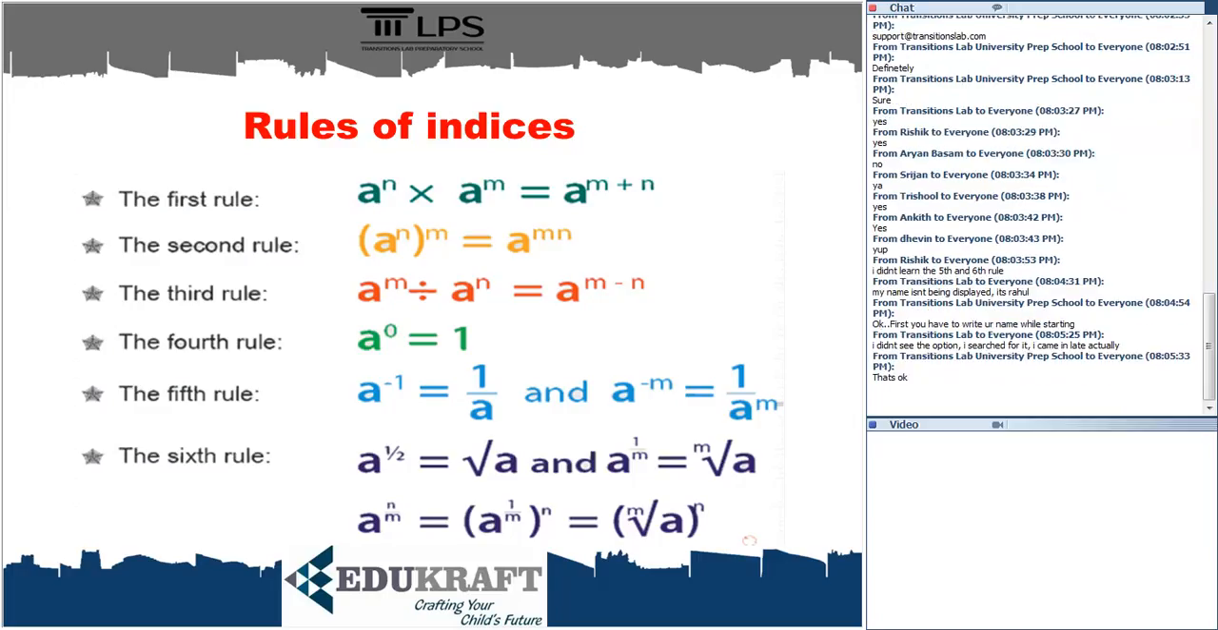A raised to half can be written as root a. A raised to 1 upon m can be written as the mth root of a. A raised to n upon m, okay, this is n upon m, can also be written as a raised to 1 upon m into n, and therefore this is going to become the mth root of a raised to n.